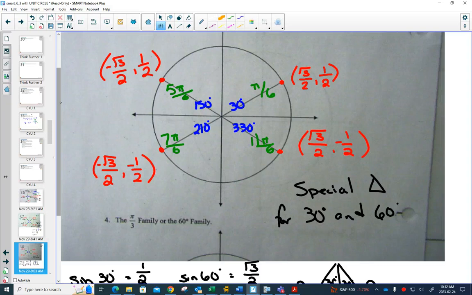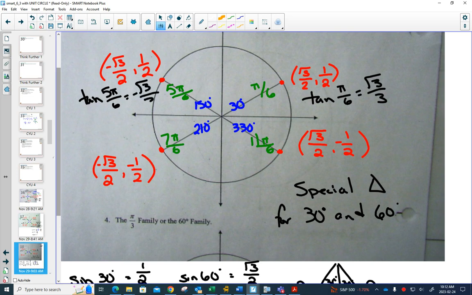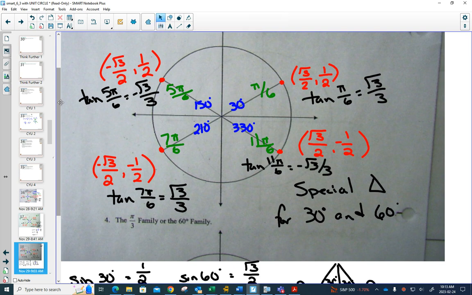And when I get to tangent of pi over 6, that's root 3 over 3. Then tangent of 5 pi over 6 will be negative root 3 over 3. Tangent of 7 pi over 6, back to positive, and tangent of 11 pi over 6 is negative again.